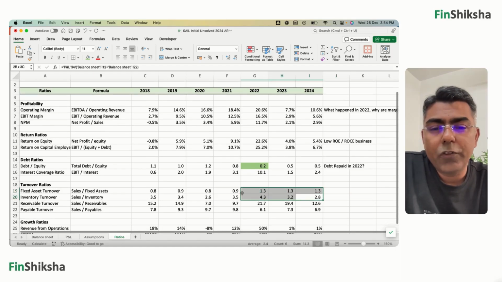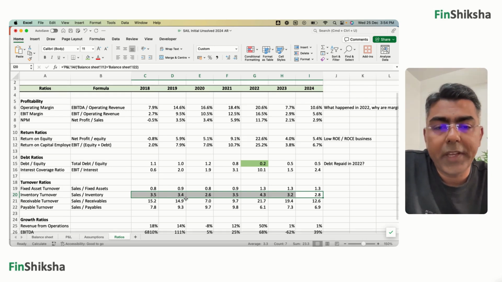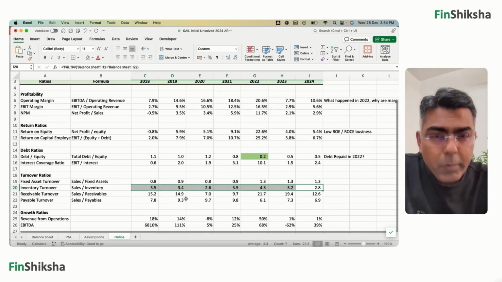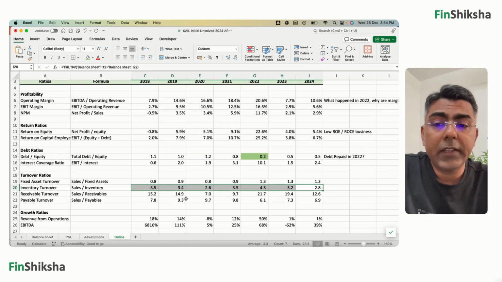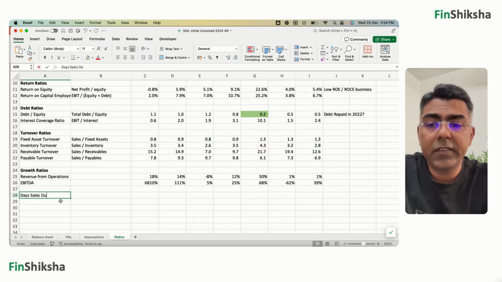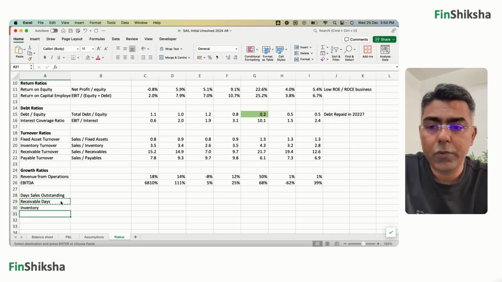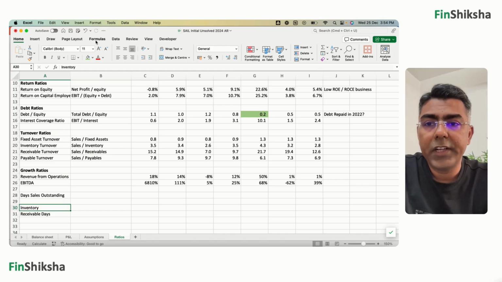Sales upon inventory is sort of consistent, roughly about 3 to 4 times of the inventory is what sales is. If I divide 365 by this number, I will get the data in number of days sales outstanding. So we can calculate that as well, days sales outstanding. And I can calculate receivable days, right? And inventory days. In fact, inventory is above receivable. So let's do it that way. Inventory days.